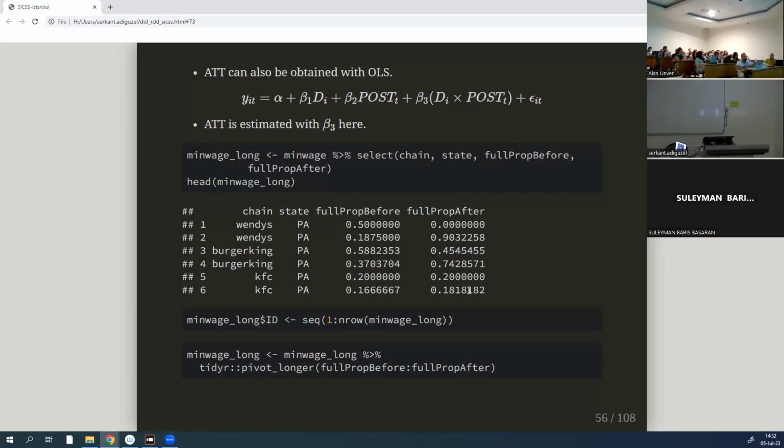This is a violation of SUTVA by assumption. So stable units are treated. What could happen is, for instance, let's say you are living in New Jersey or Pennsylvania, then the neighboring state increases the minimum wage. Well, you just simply move there, right? So the treated unit can impact untreated ones. So SUTVA could be violated.